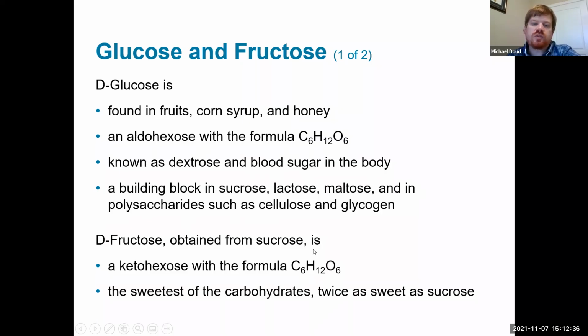Fructose comes from sucrose, and it is a ketohexose. Same formula here, C6H12O6, but a structural isomer of glucose. So the way that they're built is different. If you take a sweetness scale of the sweetest carbohydrate, this is the one that scores the highest. It scores twice as sweet as sucrose, which is table sugar.